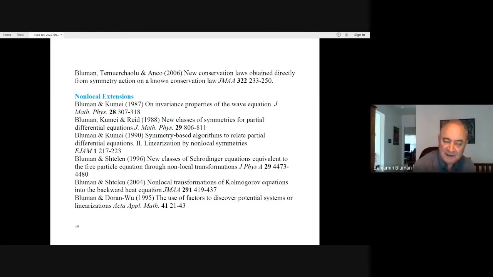Then a very interesting thing is we wrote a paper in which you show how, if you apply a symmetry action on the known conservation laws, you could obtain further conservation laws. And that's discussed in the paper over here. Now, non-local extensions.